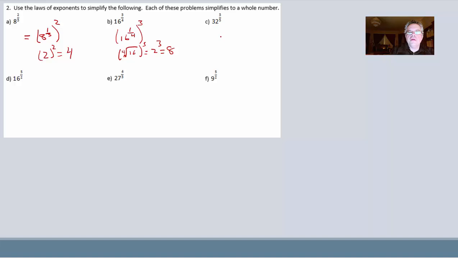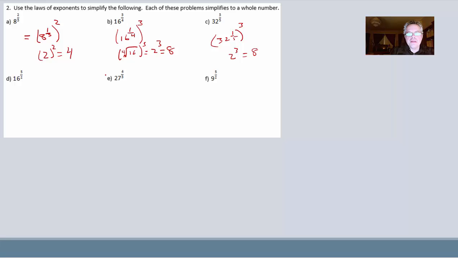All right. 32 to the 3/5. So that would be 32 to the 1/5 cubed. 32 to the 1/5 is the same as the fifth root of 32. You could use your calculator, but that's just 2. So this is 2 cubed, which is 8. So these are special examples where they work out to whole numbers.